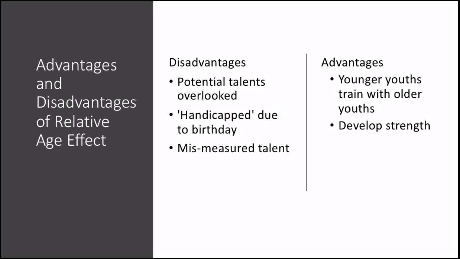Advantages of this, however, are that younger youths train with older youths. So this can be very beneficial to the younger youths who were born in the third or fourth quarter rather than those in the first quarter, as they won't only develop strength, but they will also be able to play with children who would be 11 months further down the line in terms of progression.